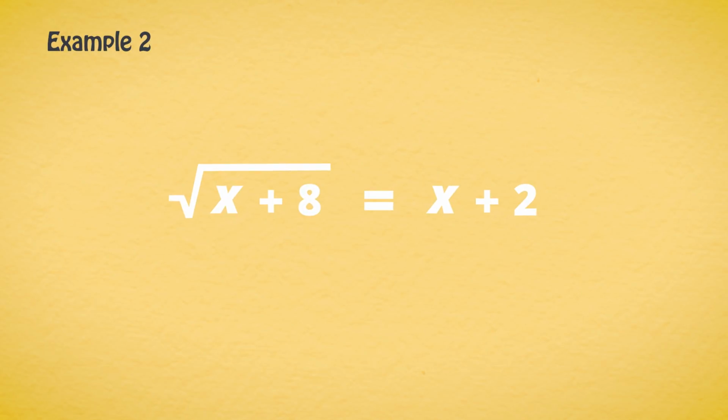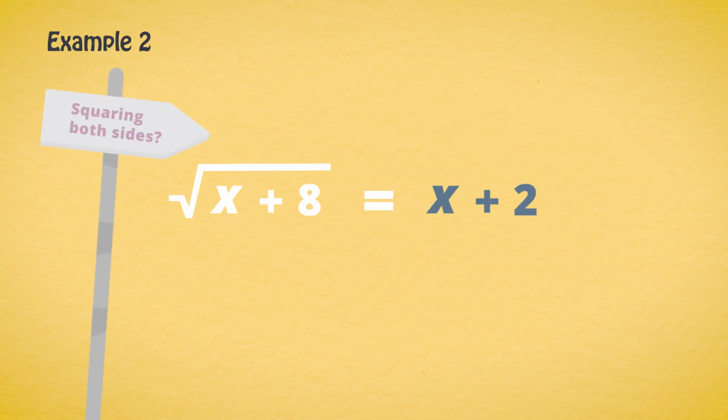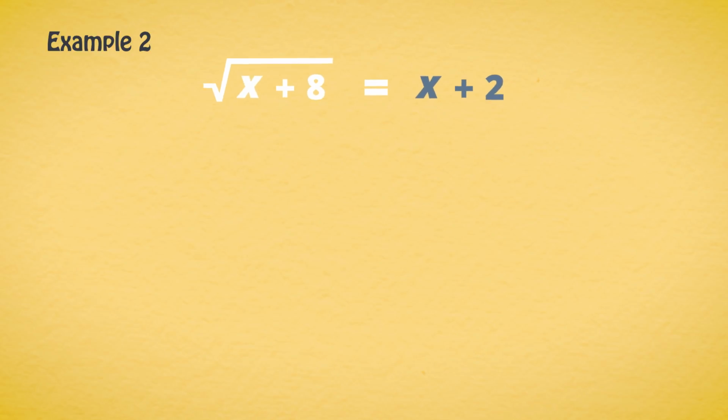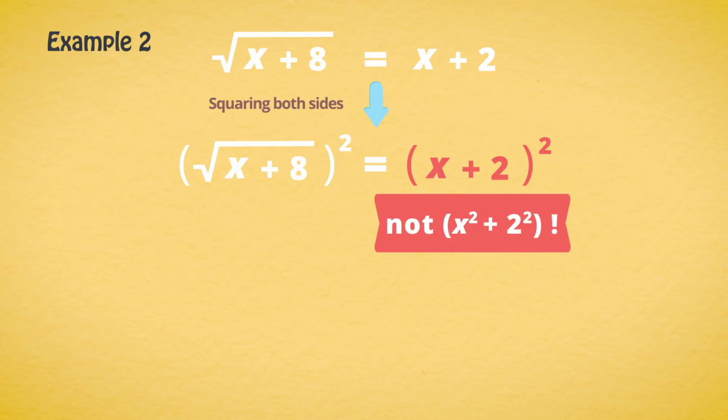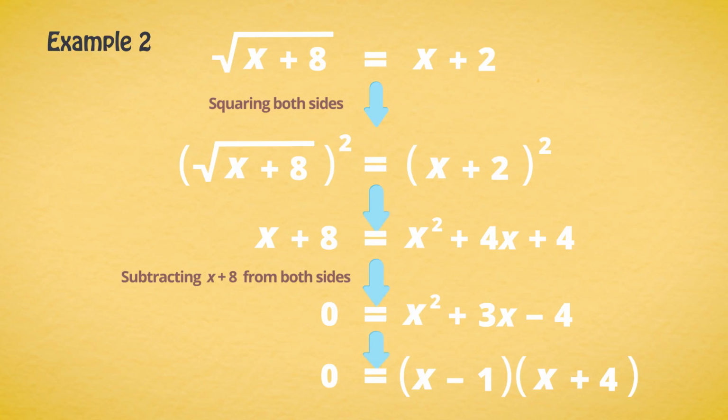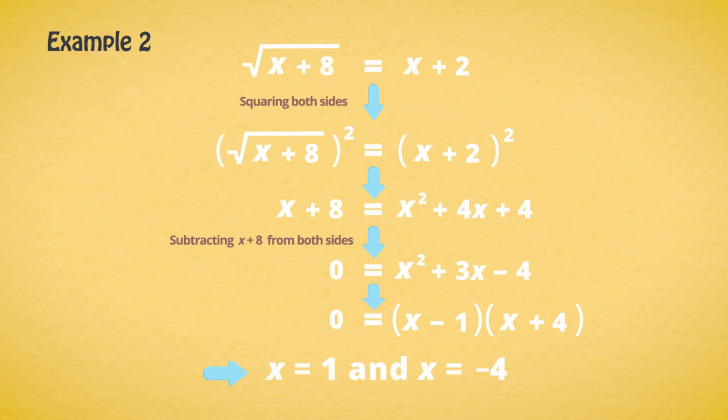Next, let's look at a similar question. The only difference is that there is an x term on the right-hand side as well. Can we still use the concept of squaring both sides to solve it? Let's find out. Squaring both sides of the equation will give us this. At this point, you must take note that we are squaring the sides and not the terms. Upon simplifying, we see that we get a quadratic equation that gives these two values of x.